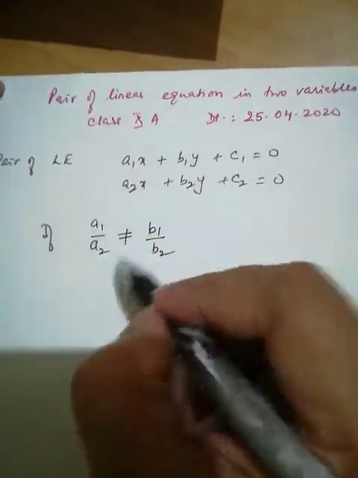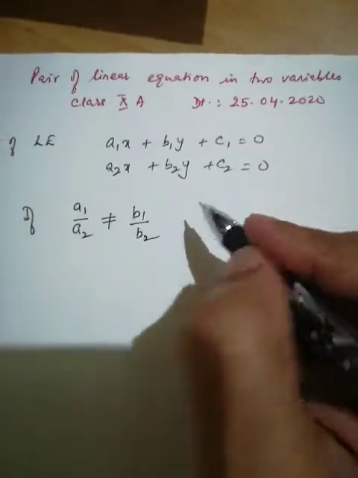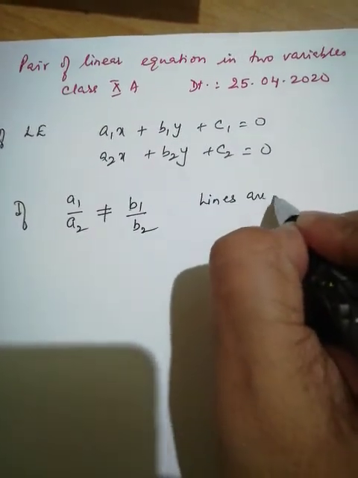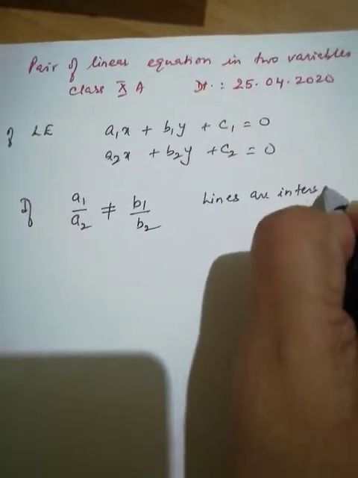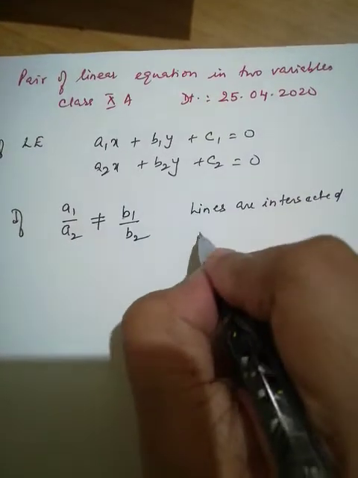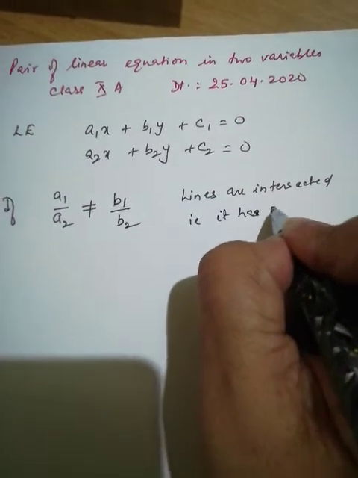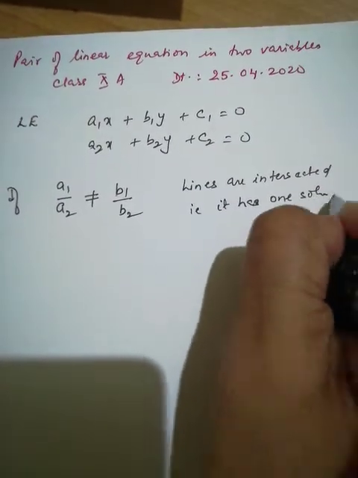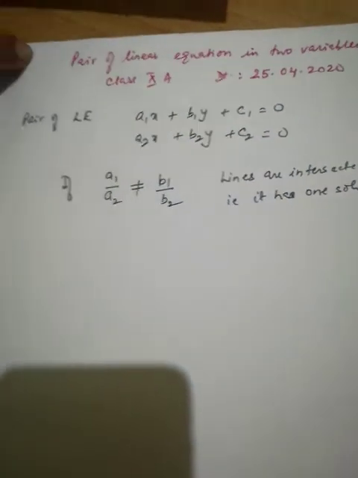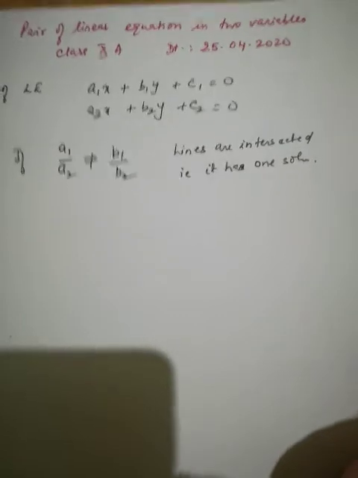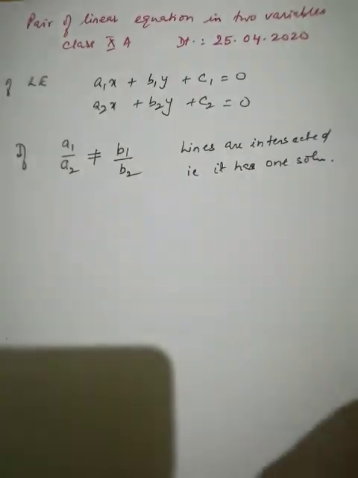If a1 by a2 is not equal to b1 by b2, that means in the graph the lines are intersecting, and that means it is having one solution. It has one solution. So if a1 by a2 is not equal to b1 by b2, the lines intersect at one point, so it will have only one solution.